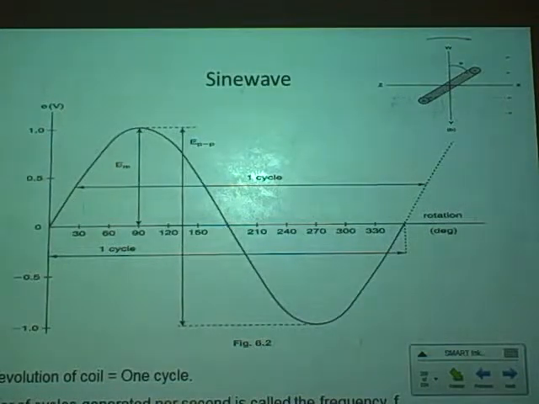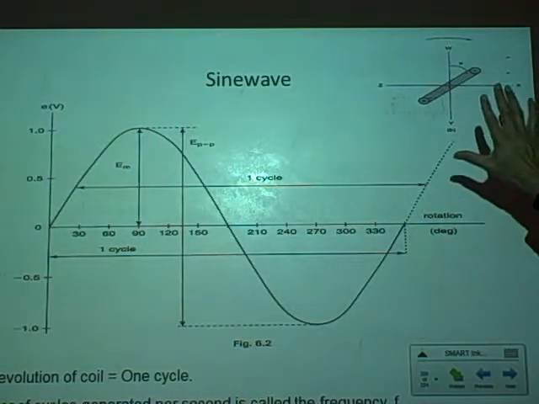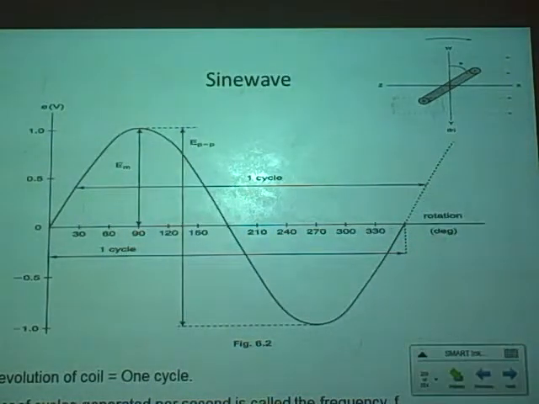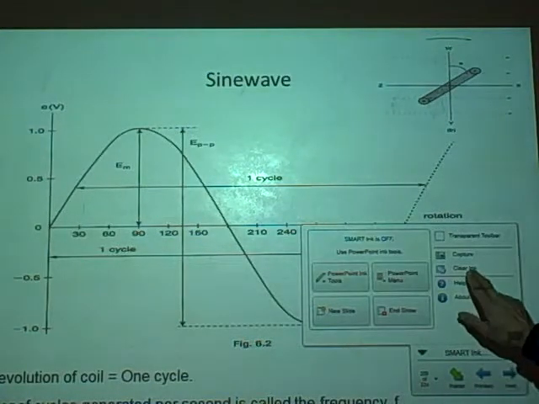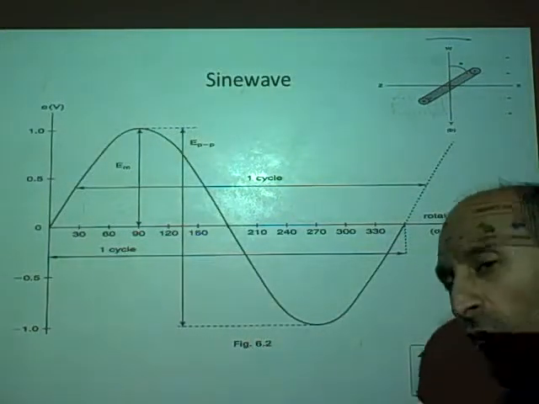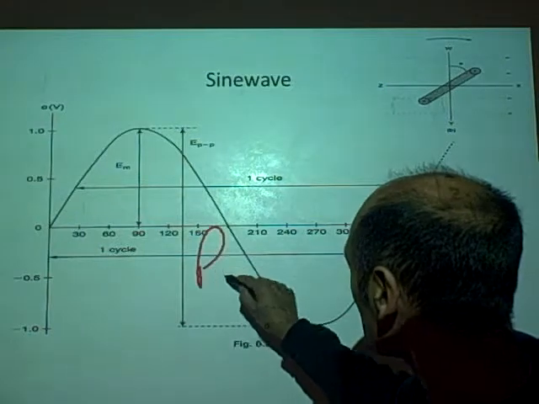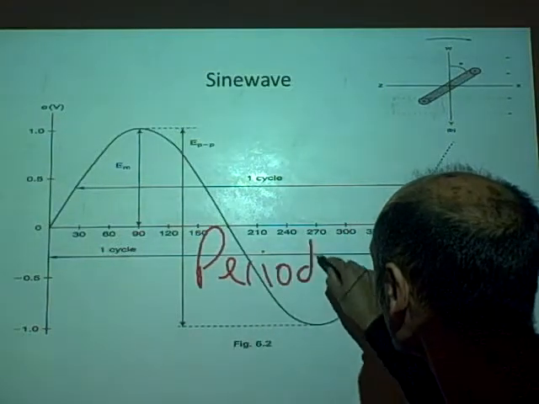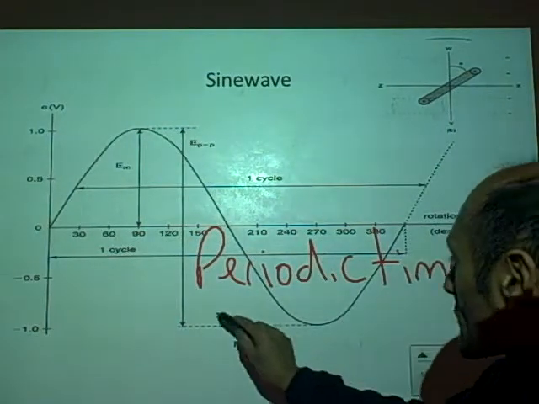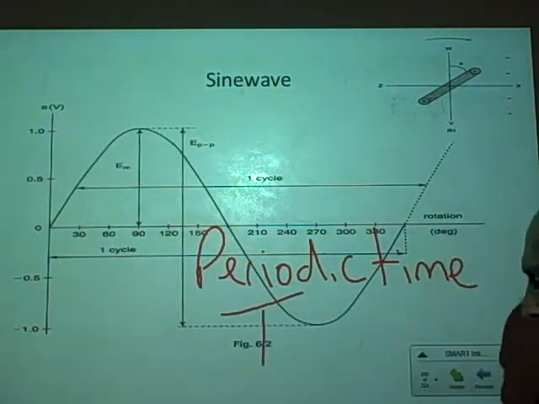It takes time for the conductor loop to rotate 1 revolution at least. The time it takes for that conductor to rotate 1 revolution and to produce this waveform is referred to as the periodic time. If you allow me just to clear any drawings and go back with the writing, it gives a bit more room. The periodic time, otherwise represented as a big T or a capital T.